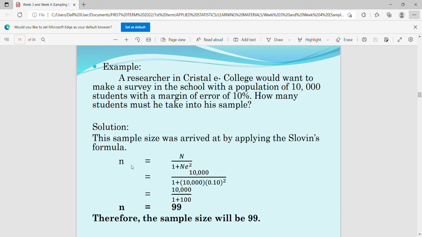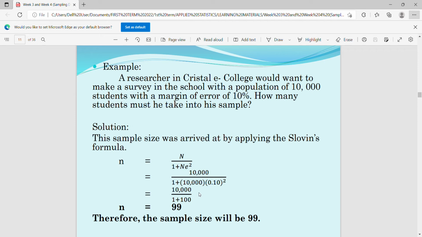Applying the formula, we have n equals capital N over 1 plus capital N e squared. So that is 10,000 over 1 plus the quantity of 10,000 times 0.10 squared. So that is equal to 10,000 over 1 plus 100.